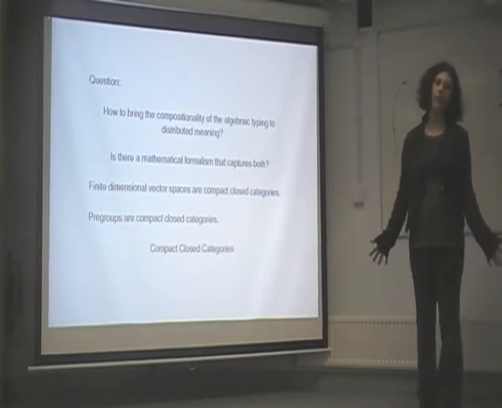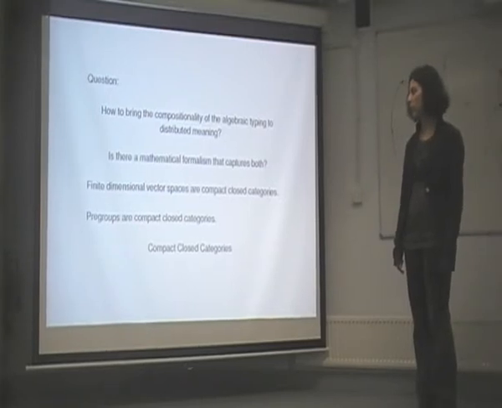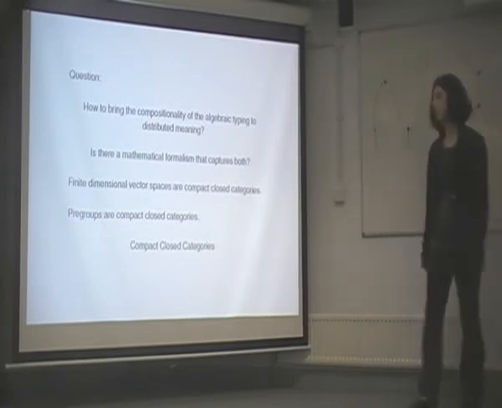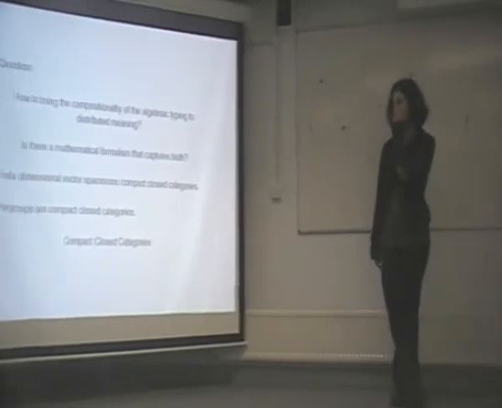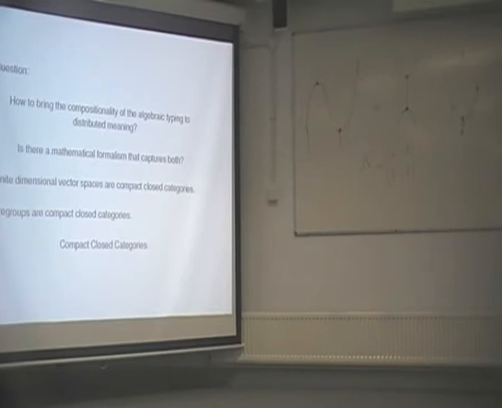And pregroups are compact closed categories, we all agree. And finite dimensional vector spaces are also compact closed categories, so why don't we actually work with that? You mean they form a compact closed category? They form a compact closed category, in the non-symmetric sense. They form it in the sense that objects are vectors and maps are linear maps. Now, probably there's something more. What are the morphisms? Linear maps.